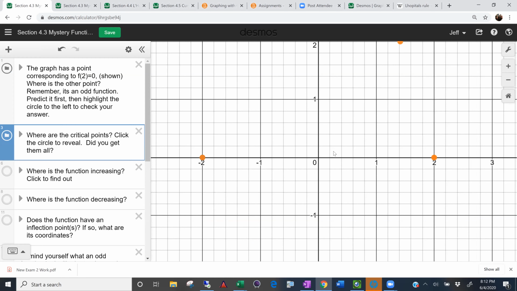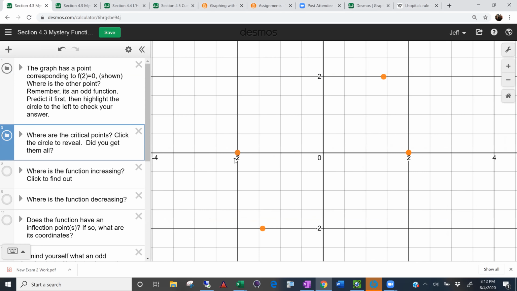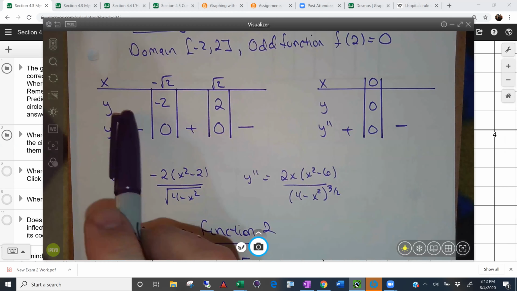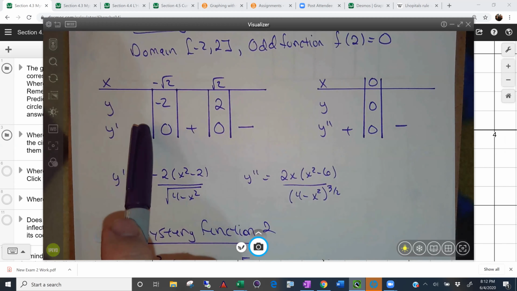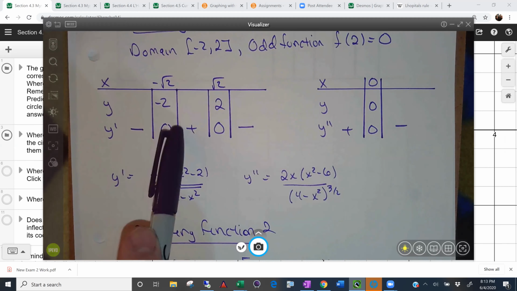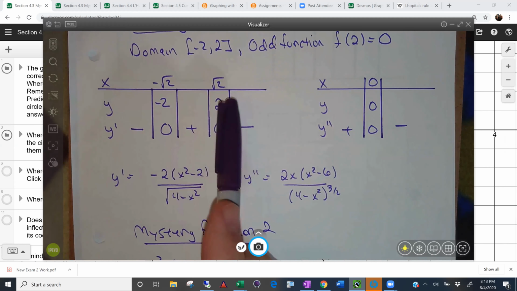And let me zoom out a little bit. There we go. There's all 4 points. In particular, we know something special about a couple of these points. This one right here, for instance. Let's look back at our chart here. The derivative is negative to the left of this and then positive to the right of this. So what's that tell me about this point? That's a local minimum. And this point's going to be a local maximum.